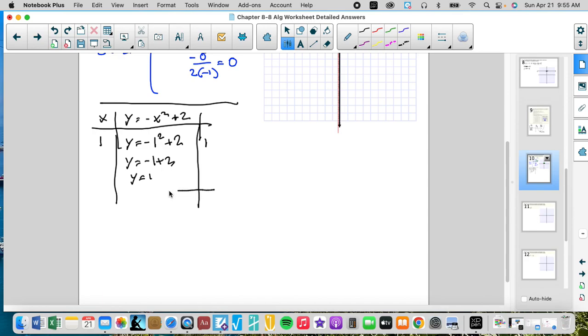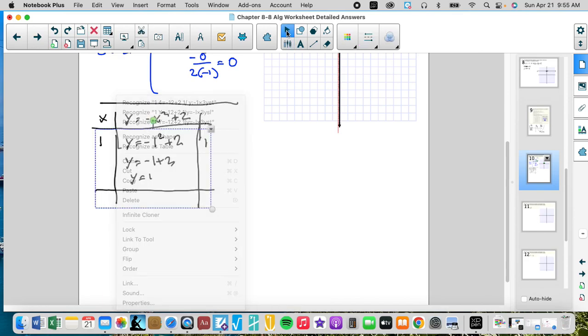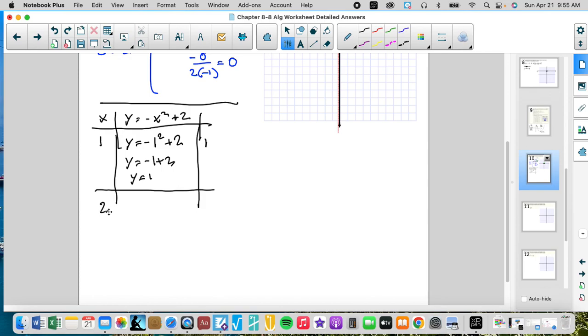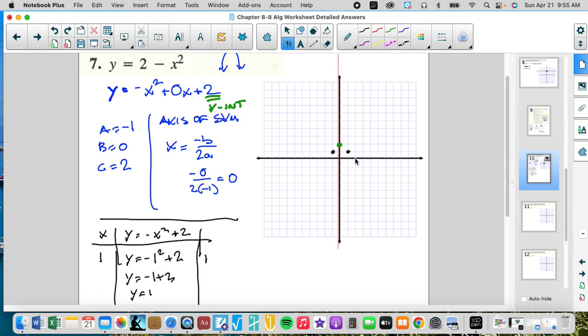So let's find another point. Let's plug in 2. So y equals negative 2 squared plus 2. y equals negative 4 plus 2. y equals negative 2. So we have my second point, 2, negative 2. It is 2 away on this y-axis, so I'm going to go 2 in the other direction. So I have 5 points. Typically, I only ask students to do 5 points. And now I have an excellent graph of the parabola for this.